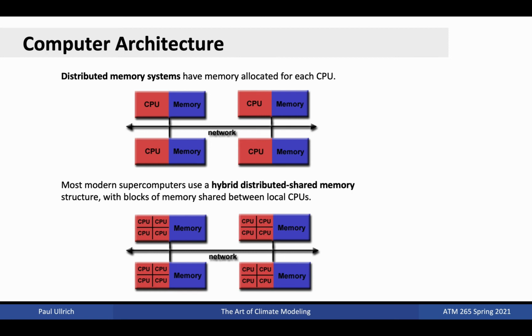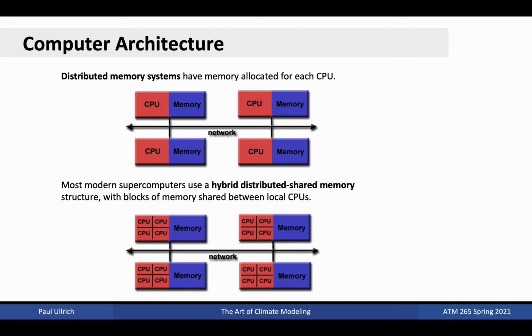This particular model is referred to as a distributed memory system, since there is a distinction between data that is local and data that is not. Local data is more easily accessed by a local CPU, while accessing data on another node requires communication over the network that can greatly slow down the computation.